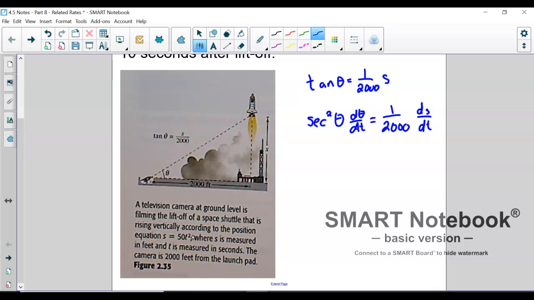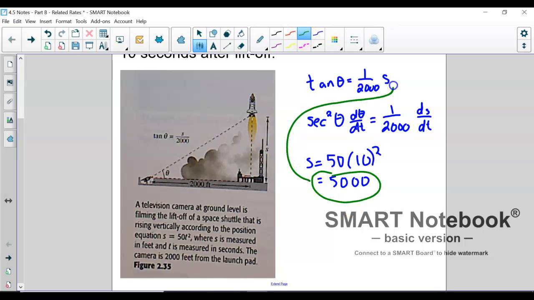So we've got first to just figure out what S is whenever t is 10. So we're just going to plug into that equation. S equals 50 times 10 squared. And so 50 times 10 squared is going to give us 5,000. So that is the length of S at this time. We actually don't need that to plug into our derivative, but we need it to be able to find the angle that we need to plug in for theta. So if we take this 5,000 and plug it in for S in our original equation, then we can find the theta that we need.